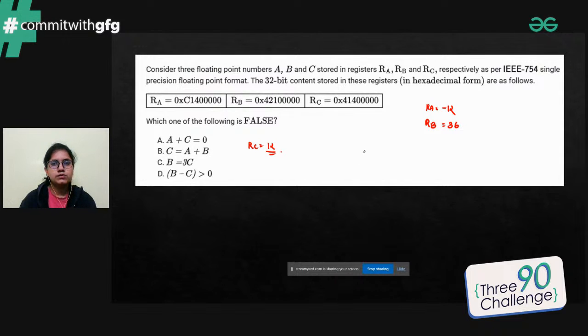So what is the value of RA? Let's take the options one by one. So A plus C, this is our A plus C. We are getting the correct answer, so A is correct, but this is not our answer because we want the false answer.